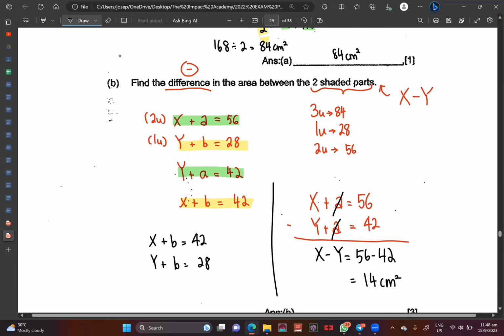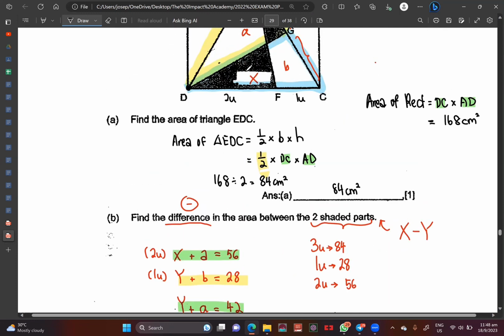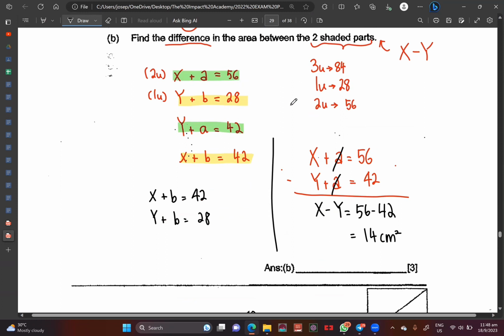Now, if you're wondering why I always start with x, it is because x is definitely bigger. When we minus, we want to make sure it is big minus small. This is something that I've been teaching the P3 students, P2 students, that it is always big minus small. Now, when you see b and b, what happens? They are the same, you can cancel. Then you are going to minus, so you can say x minus y is equal to 42 minus 28, and therefore my answer for this question is still 14 centimeters.